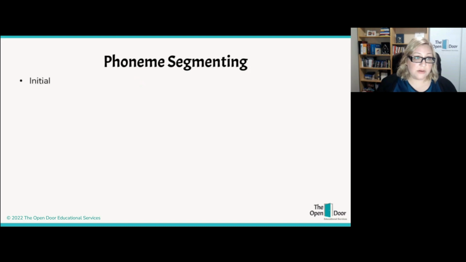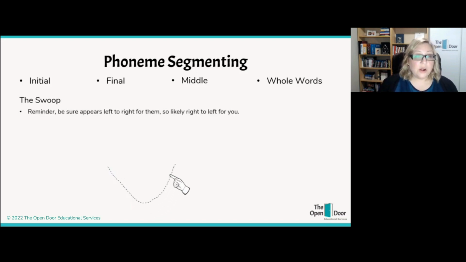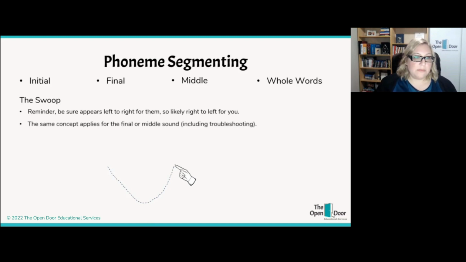So, phoneme segmenting. We already talked about getting that initial sound off, doing it with the final sound and the middle sound. The concept is still the same. You're going to want to use the swoop. A reminder again, always be sure it appears left to right for your students. So likely if you're standing and facing them, you're doing the gesture from right to left for you. So the same concept applies for initial, final, and middle, and that includes the different troubleshooting tips that we talked about as well.